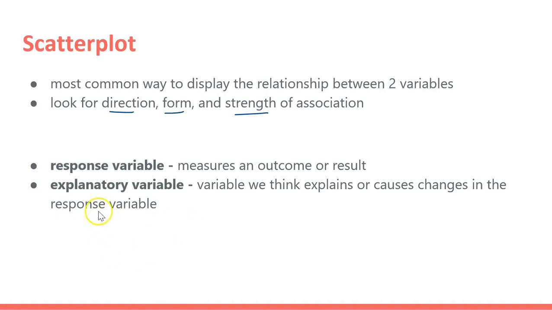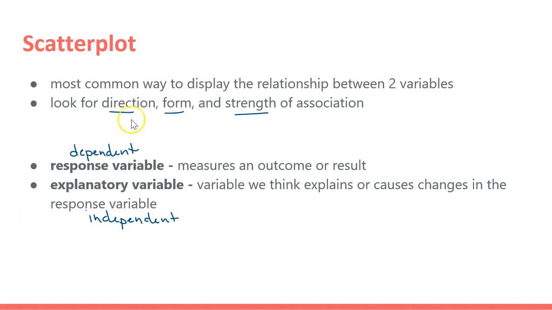All right, and then we have the response variable and the explanatory variable. This is just like we talked about when we did experiments. Okay, remember the response variable, the more common word that you have probably called it is the dependent variable. That's measuring the outcome or the result. And then the explanatory would be the independent. That is the thing that is causing the change in the response variable.